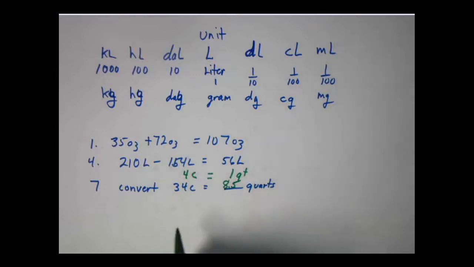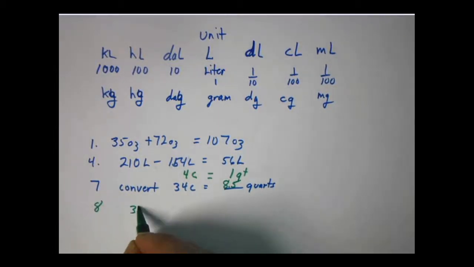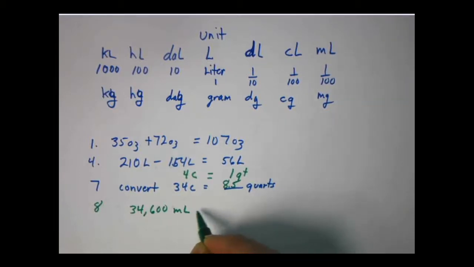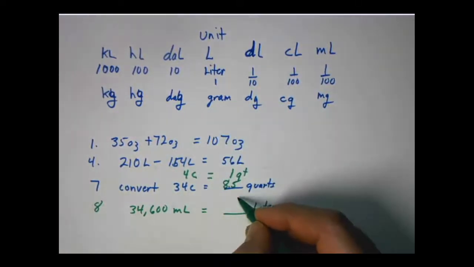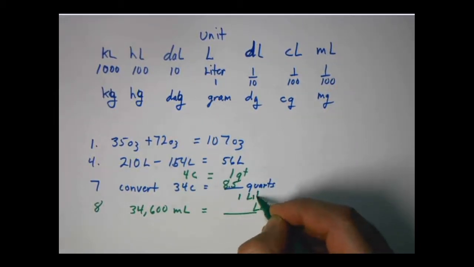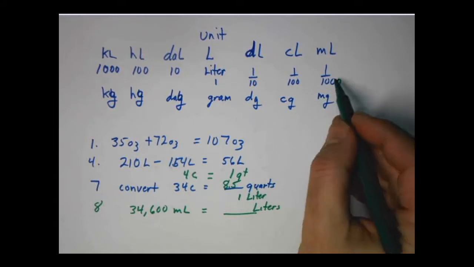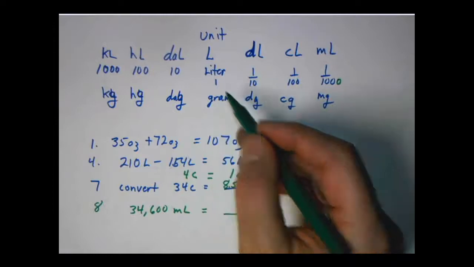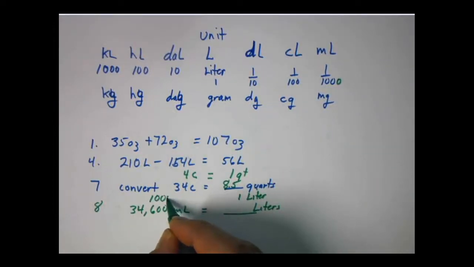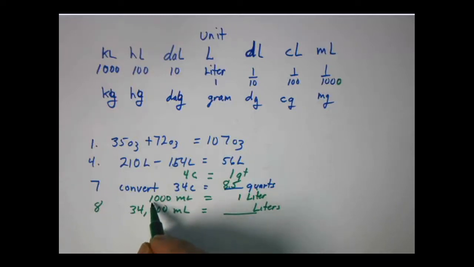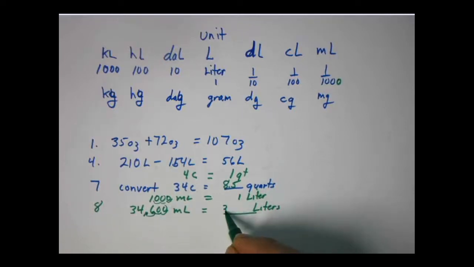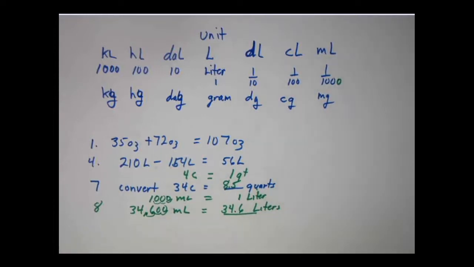Number 8, right next to it, same type of deal. We have 34,600 milliliters, and we're going to convert that to liters. Liter is the larger unit, so 1 liter, and it takes 1,000 milliliters to equal 1 liter. So our ratio is 1,000 milliliters is equal to 1 liter. We're cross multiplying and dividing. When we're dividing by a multiple of 10, in this case 1,000, we simply can move the decimal over 1, 2, 3 spots, and we would have 34.6 liters. The same things we've used before in the other chapters we can apply here.